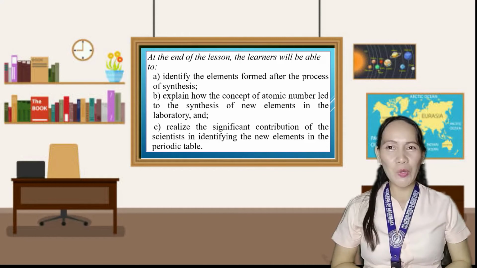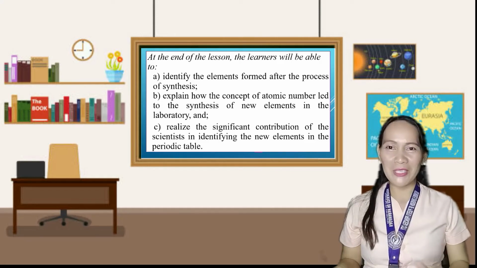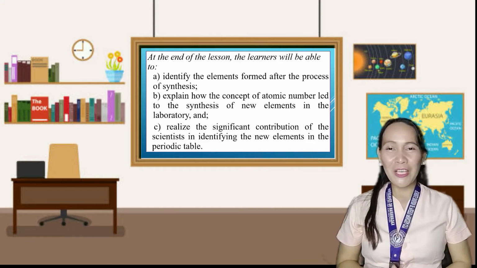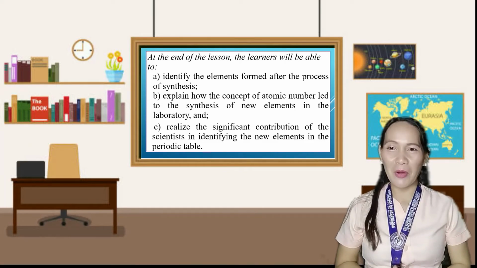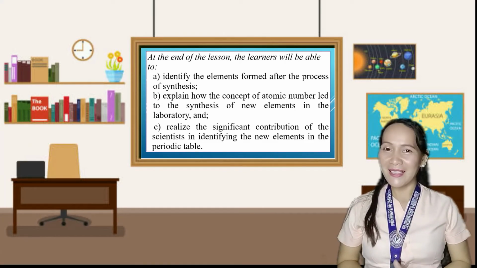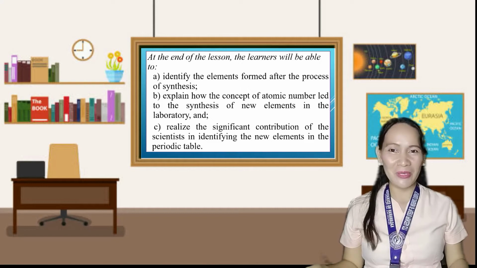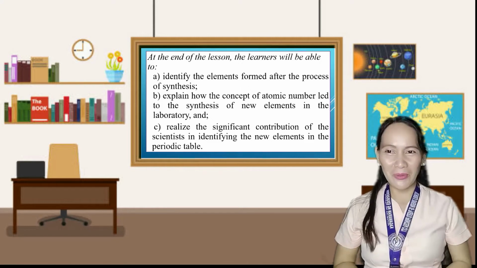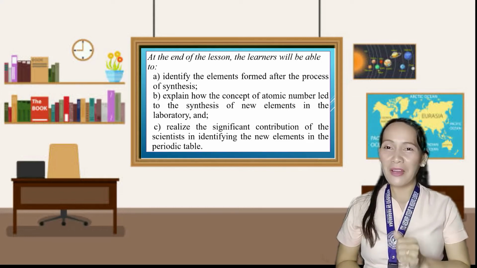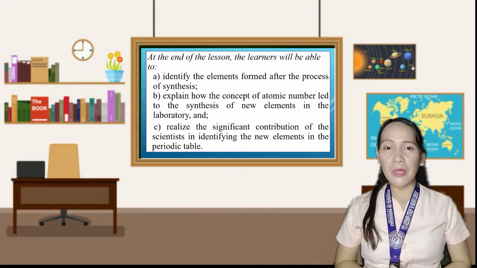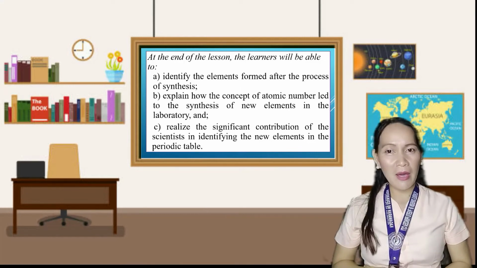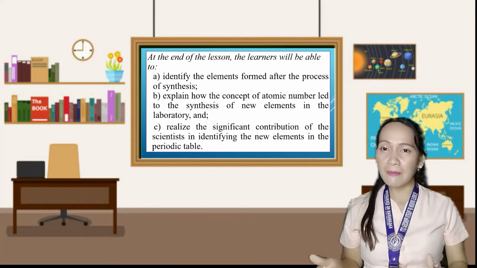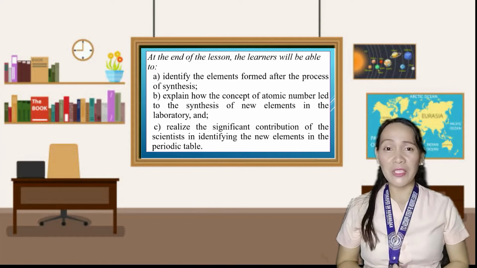And since you have learned enough from Professor Jane Juderon, you can now explain how the concept of atomic number led to the synthesis of new elements in the laboratory. Okay, who among you can explain this concept? Very good. The concept of atomic number gives way to think that the proton number has something to do with the identity of each element.